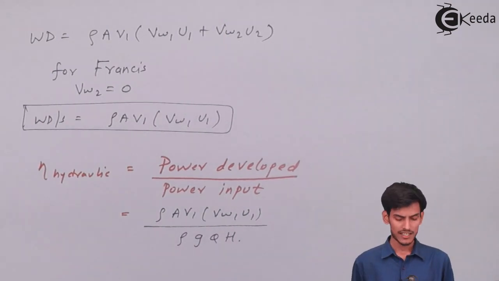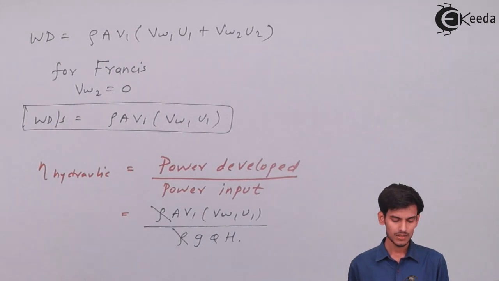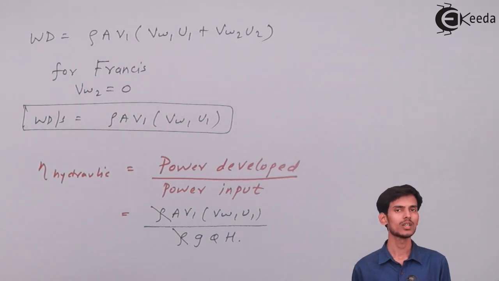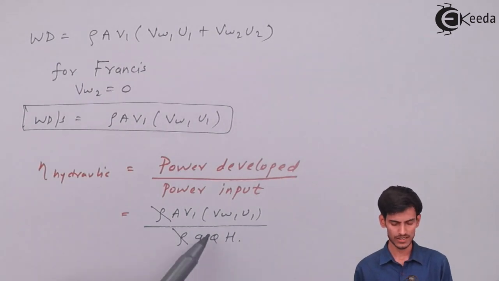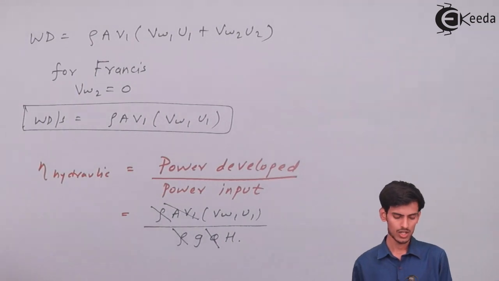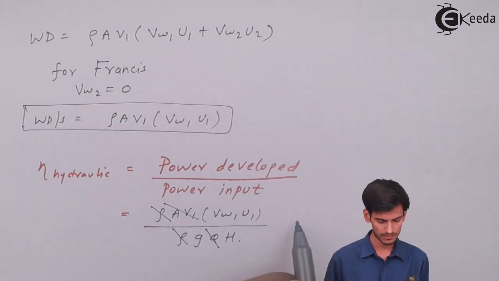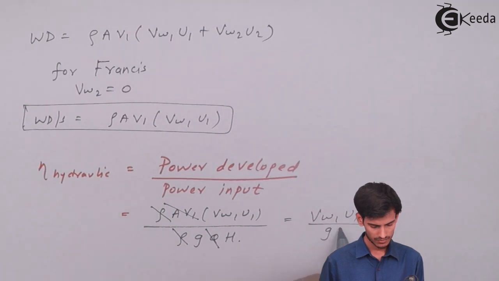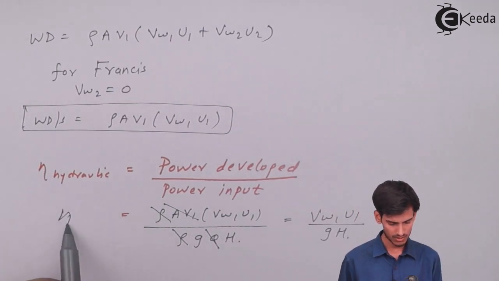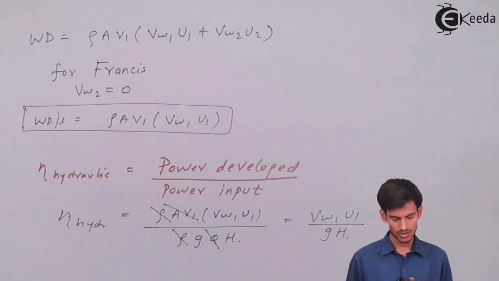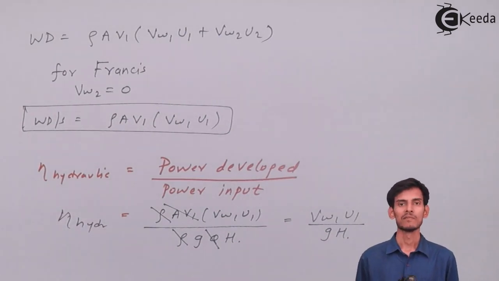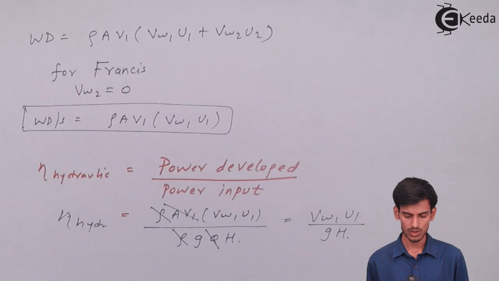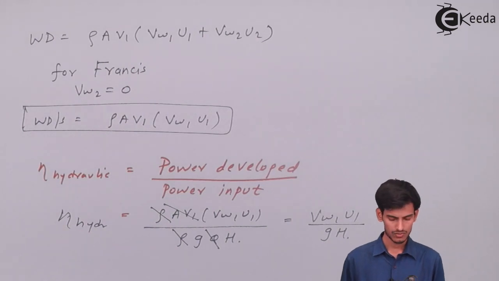You can cancel the like terms here. Rho is common. Rho times v1 is nothing but Q. I'm sorry, Q is A into V. So A into V is nothing but Q. So Q cancels out along with A V1. So you remain with the hydraulic efficiency for Francis turbine, which is VW1 U1 upon gH.